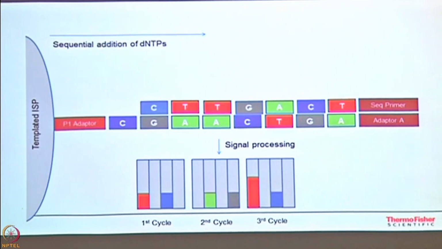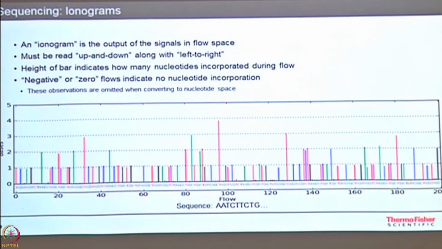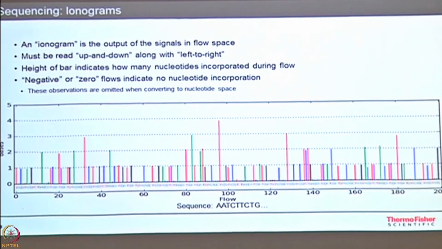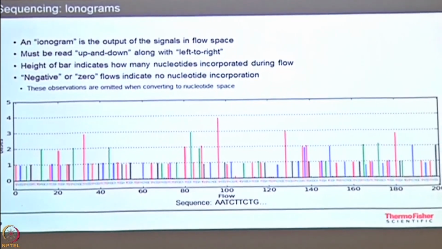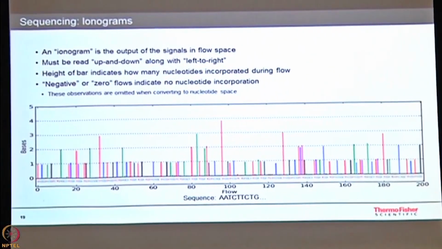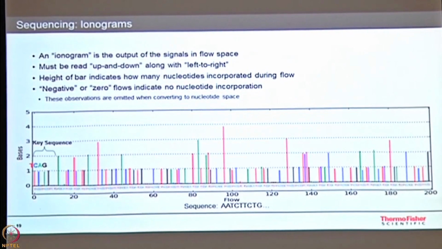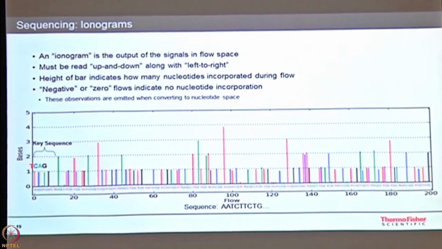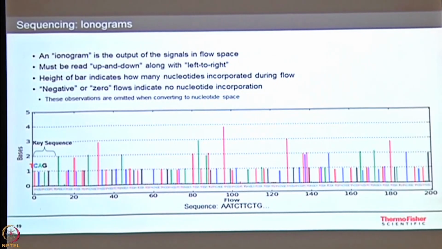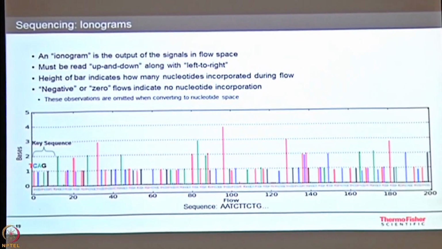So by adding these dNTPs sequentially, finally the system creates a sequence which is read as an ionogram. This ionogram is again read by the sequencer. This has to be read from left to right and for the number of bases. Whether you get a signal or not will define the sequence of the dNTPs. The intensity of the signal will define how many of those A's or T's were in a row.